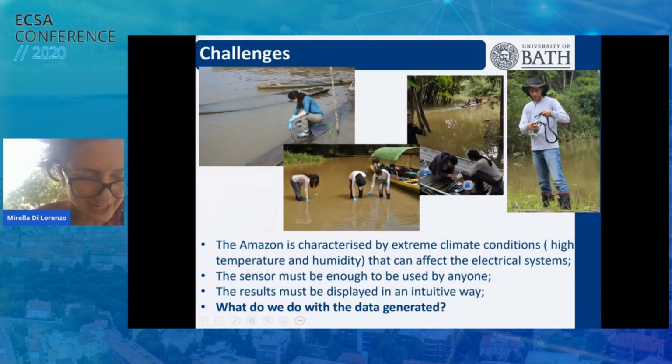Of course, there were a lot of challenges in the communication and trying to work with them. But we were working with social scientists, and we were working in a condition where the community was already well known, and the culture was well known. But there were also some challenges related to the environmental conditions, so the extreme climate condition of the Amazon. I don't know if you have ever been there, but it's extremely hot and humid, which is also a problem for the electrical systems that we were using.